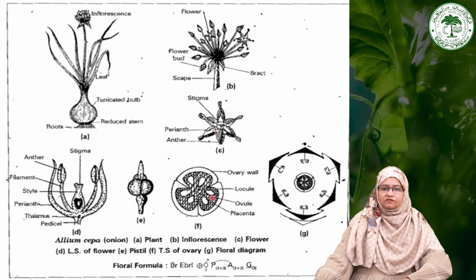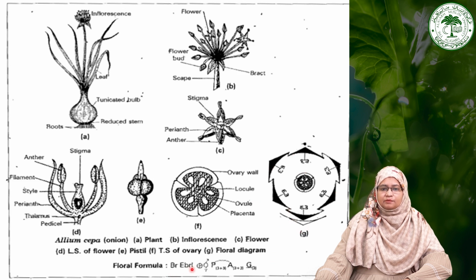This is the T.S. of the ovary showing axile placentation, and each locule has two ovules. This is the single pistil showing the trilobed structure that develops into the capsule, and this is the fruit. The floral diagram typically shows valvate aestivation, and they are gamophyllous in nature with bracteate flowers. So you can see the flower is bracteate.